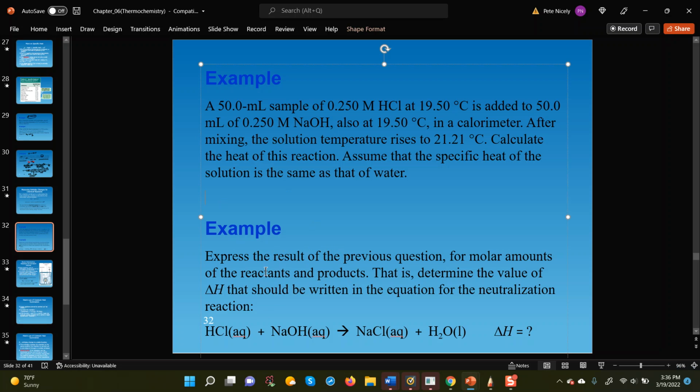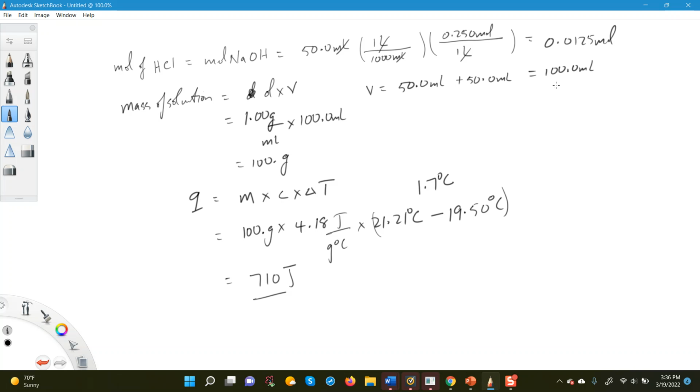Based on what we have done so far, we have determined that the moles of hydrochloric acid and sodium hydroxide is 0.0125 moles. So therefore, for one mole of either HCl or sodium hydroxide, delta H would be equal to what we calculated here, 710 joules, which is for 0.0125 moles, but we have to divide that by 0.0125 moles to get the answer that the question is asking for.